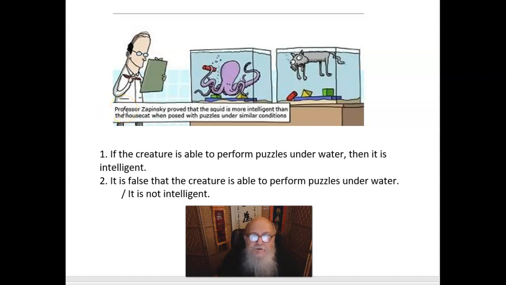And here we see Professor Zapinski prove that the squid is more intelligent than the house cat when posed with puzzles under similar conditions, right? So it could be true that if the creature is able to perform puzzles underwater, then it's intelligent. But why is it false that the creature is able to perform puzzles underwater? Well, it can't breathe underwater, right? If it could breathe underwater, it could match the octopus, maybe, right? But that's not a reason to conclude, given the form, that it's not intelligent. This is a bad argument form.